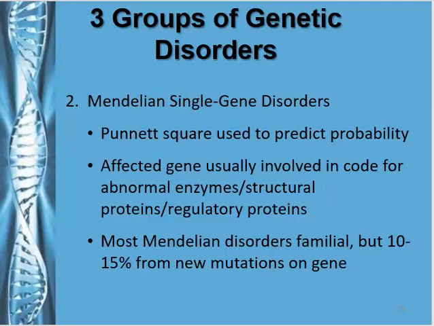So to go back to the single gene disorders, we can use Punnett squares to look at probabilities. It's often some sort of a gene that will code for a protein, and proteins as enzymes, regulatory proteins, structural proteins. Most of them get passed down, but some of them can be novel, new mutations, on exposure to radiation, etc., in the parent.